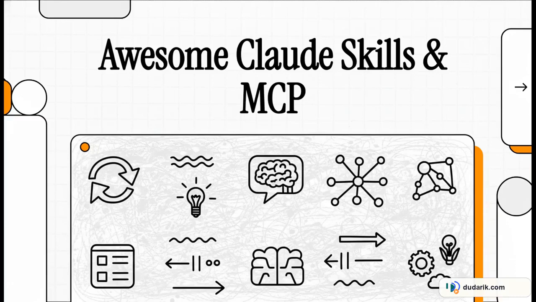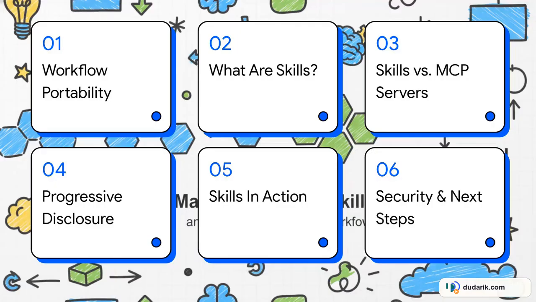Welcome to this explainer. Today we are tackling what is arguably one of the most frustrating bottlenecks in modern software development. You know the drill. Trying to get your AI to actually remember your coding preferences so you can stop repeating yourself every single day. So we're going to master Claude Skills, and we'll break down exactly how they interact with the Model Context Protocol, or MCP.